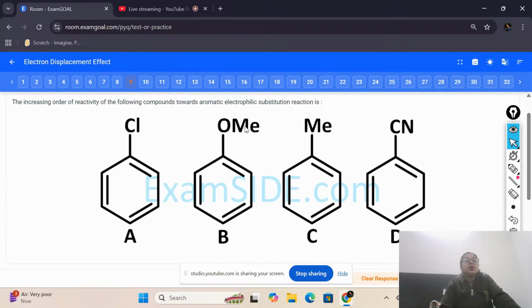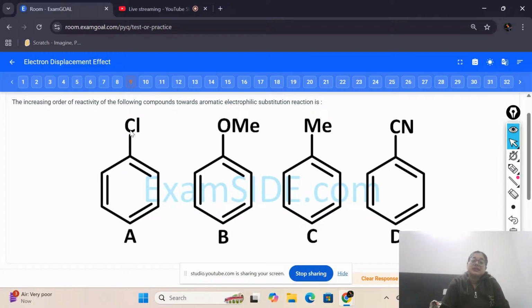the increasing order of reactivity of the following compounds towards aromatic electrophilic substitution is. So in aromatic electrophilic substitution, the incoming electrophile will come to those benzene rings or substituted benzene rings where the electron density is higher. I need to just check where the electron density is higher. OMe is showing plus I and plus R effect, so it is showing maximum electron donation. Then followed by the Me group.